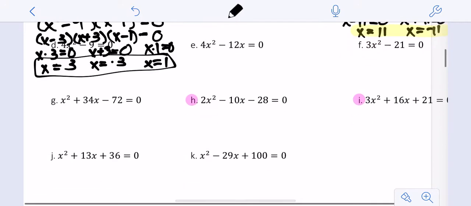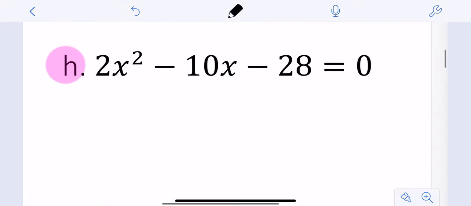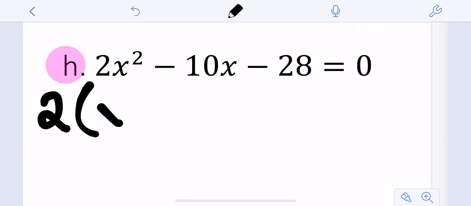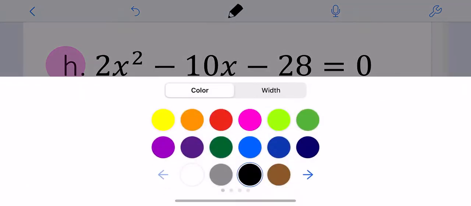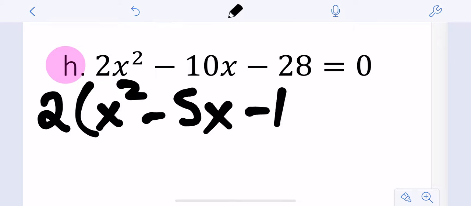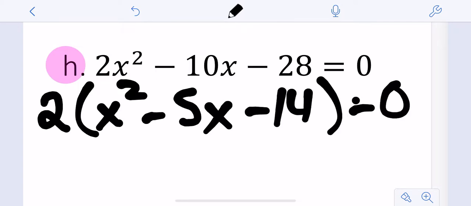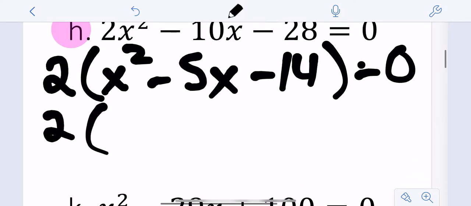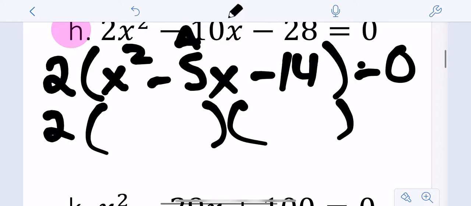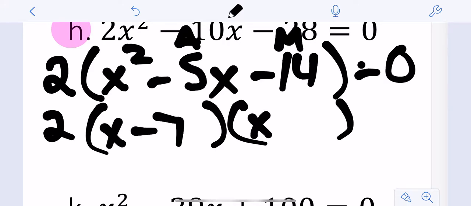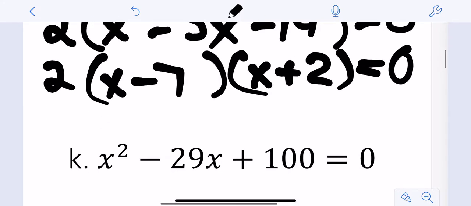All right, let's look at another one. Let's look at letter H. So here I'm factoring again, and I see that there's a GCF, and that's always what I should look for first. So minus 5x minus 14 equals 0. And I then see that this is further factorable. So I want what adds to be negative 5, multiplies to be negative 14. You could split the middle here if you wanted to, but this would give me negative 7 and plus 2. And so I'm going to set each part equal to 0.